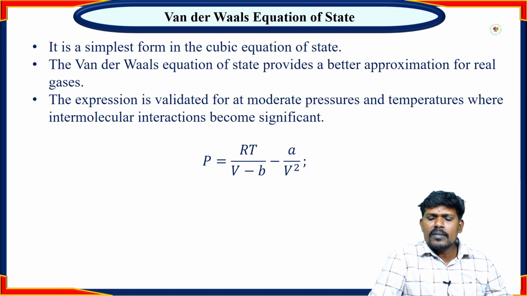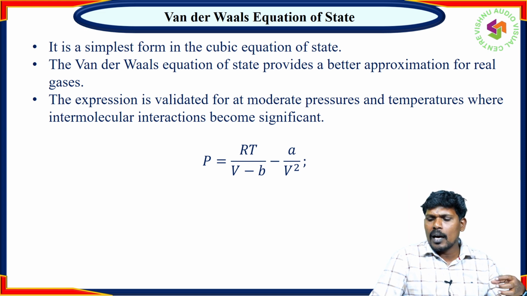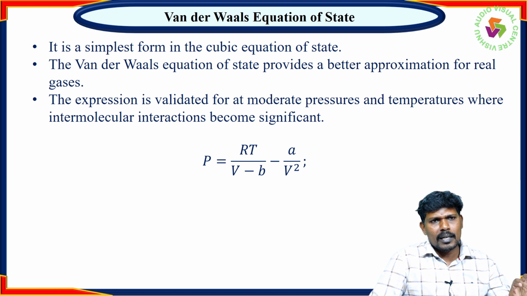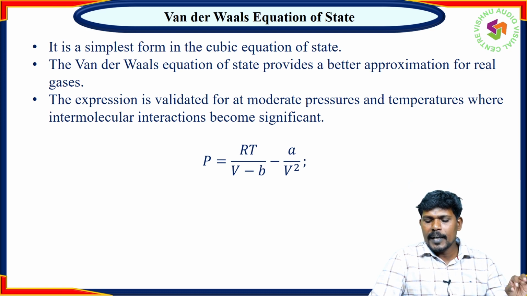In that, the van der Waals equation of state is the simplest equation of state among the cubic equations of state. It provides a better approximation for real gases, and it can be validated for moderate pressure and temperature. The expression for the van der Waals equation of state is P equals RT by V minus B, minus A by V square.